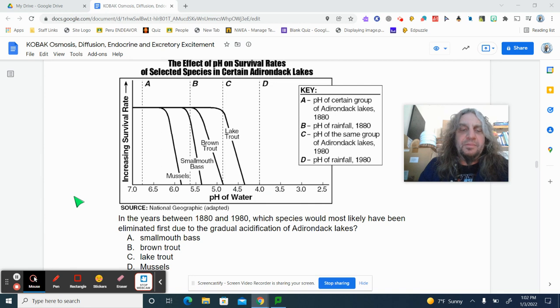In the years between 1880 and 1980, which species would most likely have been eliminated first, due to the gradual acidification of the Adirondack Lakes? Is it A, the smallmouth bass, B, brown trout, C, lake trout, D, mussels?